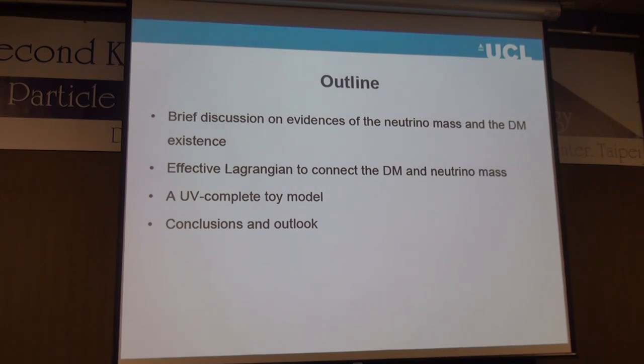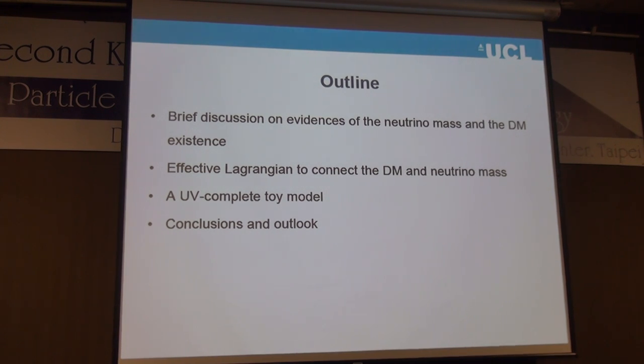The input is the neutrino mass. Then given neutrino mass, can you predict dark matter mass? And the answer, to my best knowledge, is no. So based on these kinds of motivations, I try to propose a very, very simple idea, trying to connect the neutrino mass with the dark matter mass.